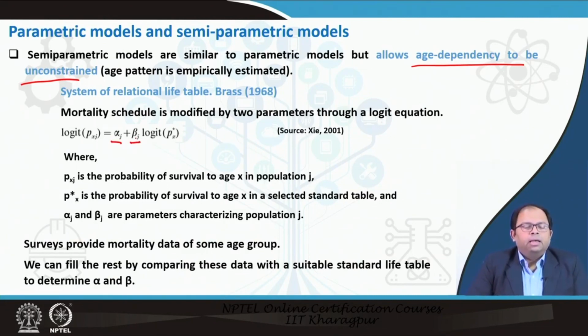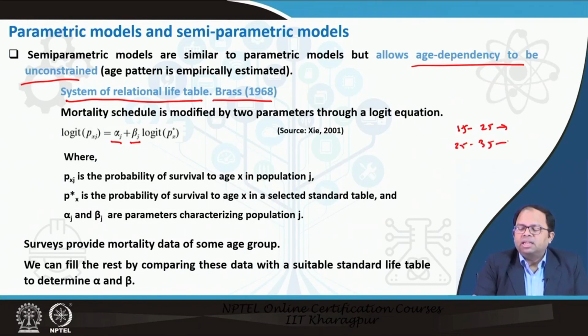some empirical data. So, for example, Brass in 1968 created some relational life tables, where for different age groups he has given certain mortality values. For age group 15 to 25 there is a certain value, for age group 25 to 35 there is a certain value, and for 35 to 45 the rate probably increases, but there he has given some fixed value. So, mortality rate of maybe 2, then 3, then 4, it may keep on increasing.